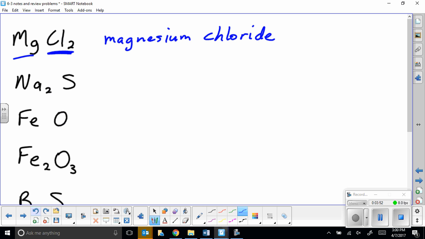You do want to look and see if this element is a transition element, because if it is, then you're going to need a Roman numeral. Magnesium is a group 2, so I do not need a Roman numeral here. And remember, you're never going to put a Roman numeral at the end of the second one. Next one, sodium, is in group 1, so it's not a transition element. So I just write sodium, and then I change sulfur to sulfide.